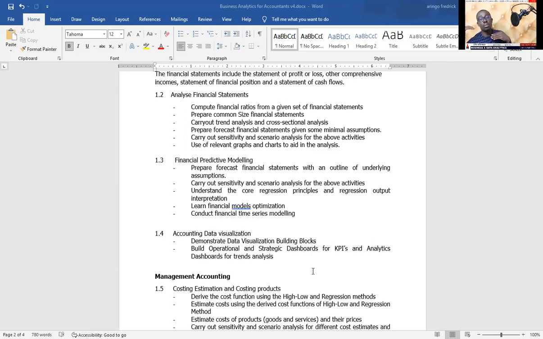We normally tend to talk about predictive analysis. We have so many tools which we normally tend to use anytime we'll be looking at the aspect of sensitivity analysis. The same concept, you'll find that it will also fall under regression principles and regression output interpretation.